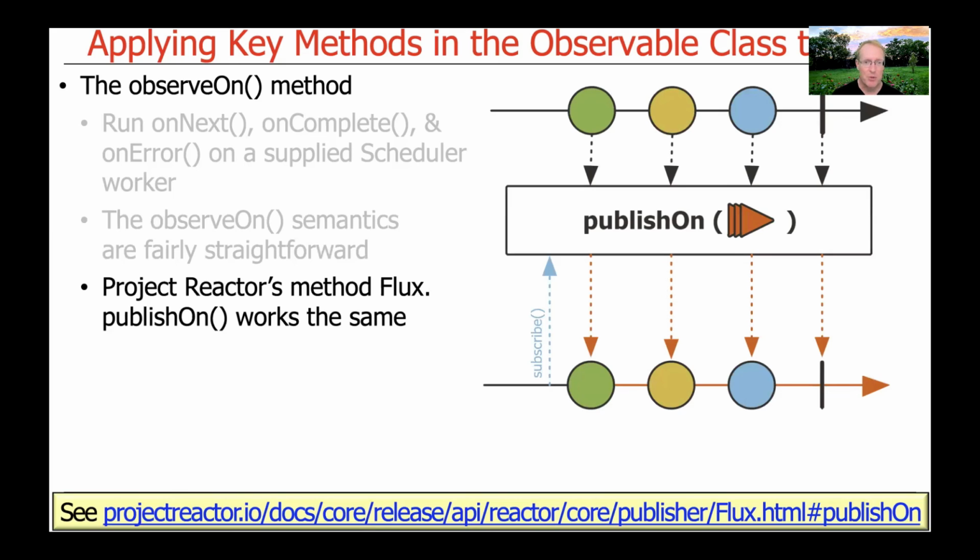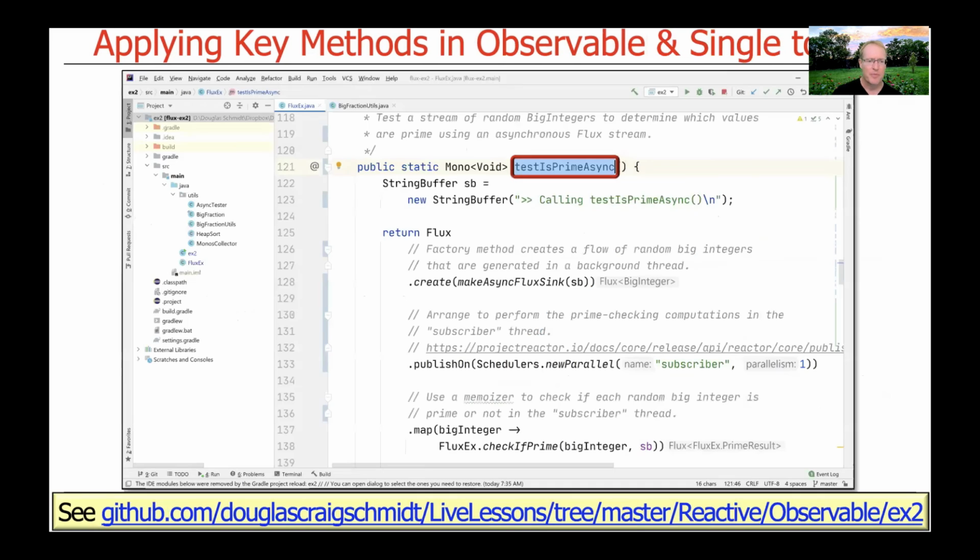Project Reactor has a similar capability, but for some mysterious reason, they call it publishOn, not observeOn, which I find somewhat confusing. Okay, so now let's go ahead and turn our attention to the test_is_prime_async method, and that's also part of the EX2 example. So we're going to walk through that code next.